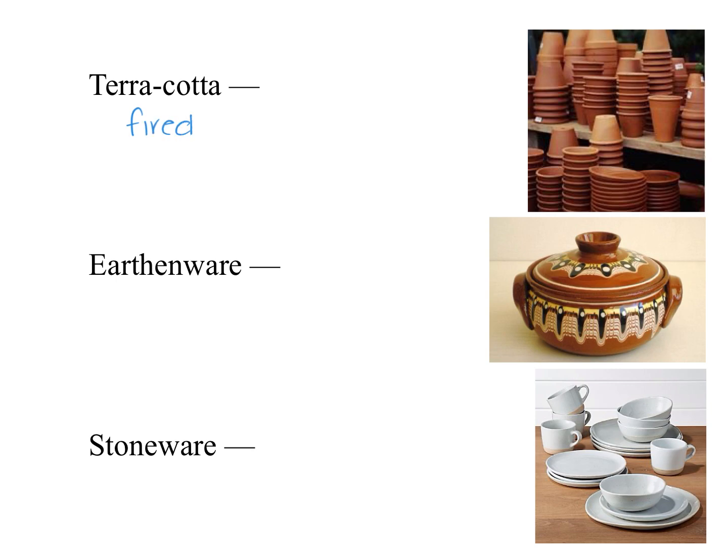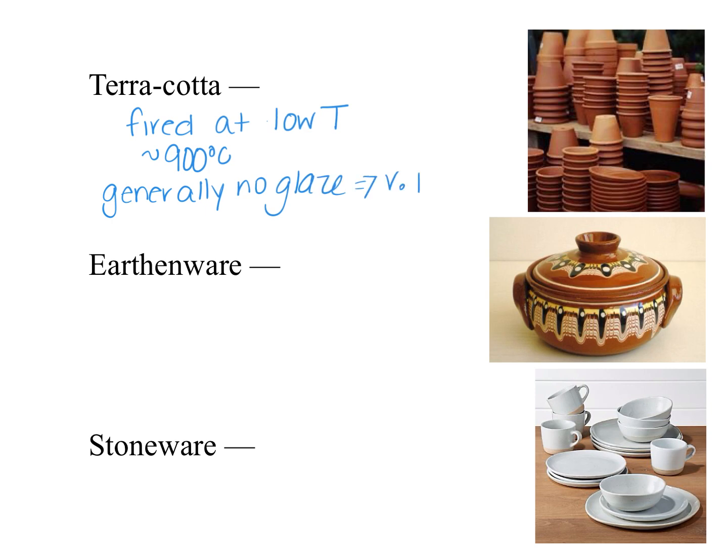This is fired at a really low temperature, about 900 degrees Celsius, and there's generally no glaze. Because there's no glaze, it is very porous. An example of that would be these terracotta pots. We use these a lot of times for planting flowers. They're pretty cheap at a hardware store. So that's the first example of pottery.